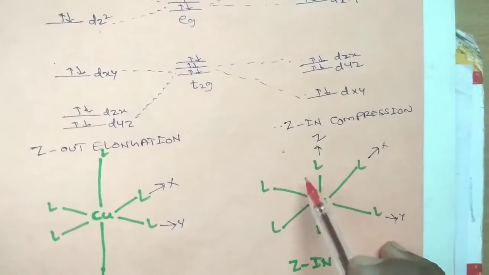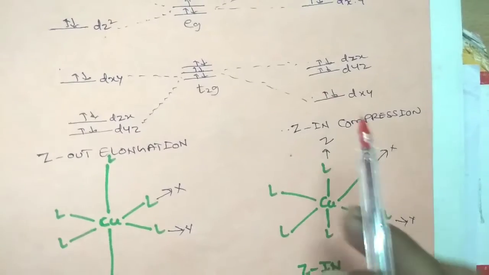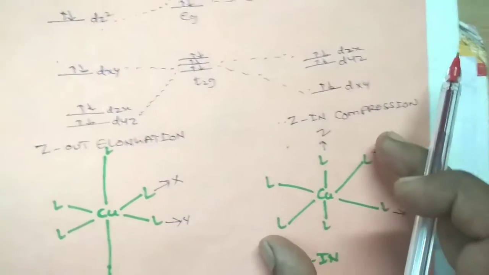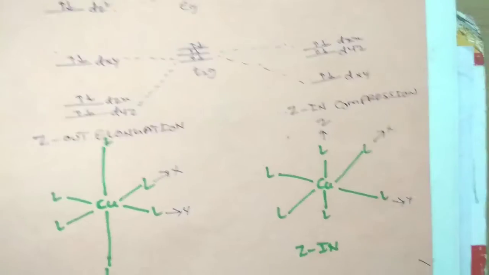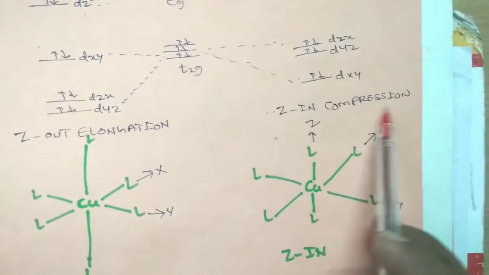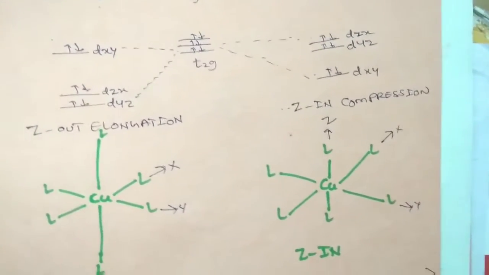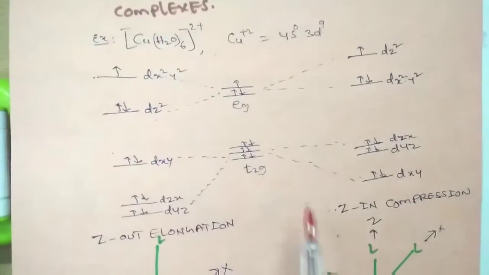So the bond length of metal and ligand along the z axis will be less here, while the bond length of ligand and metal along x and y will be more. Since the bond length along the z axis is less, this is called z-in compression. Z-in compression distortion.